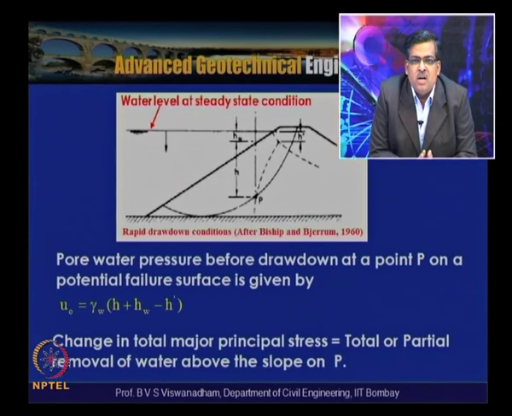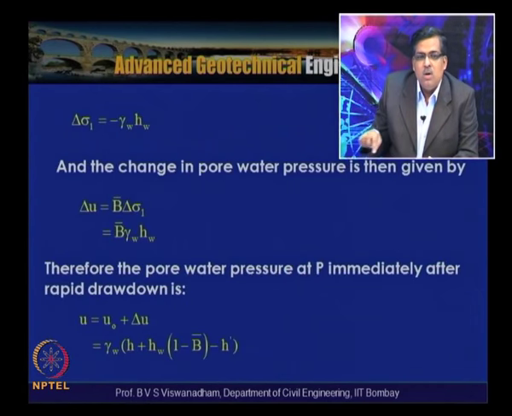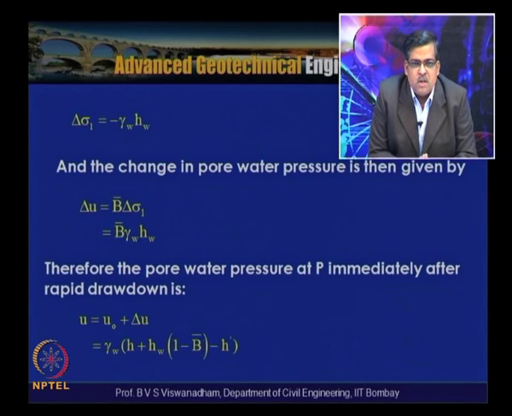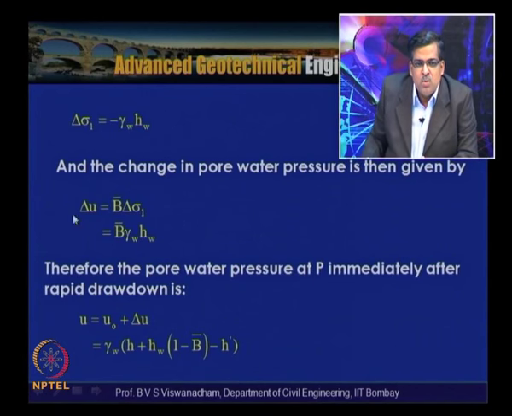That means the net change in the total stress, which is the major principal stress sigma 1, delta sigma 1, is equal to minus gamma W H W. At the end of the change in water pressure, delta U is actually minus B dash delta sigma dash, which is written as minus B dash gamma W H W. So delta sigma 1 is equal to delta U.